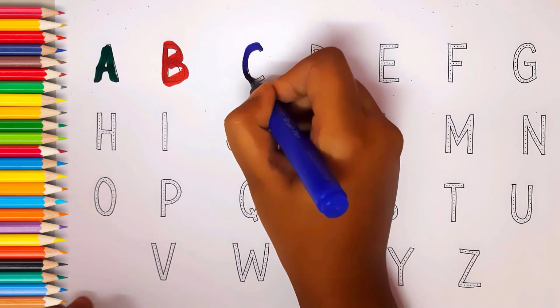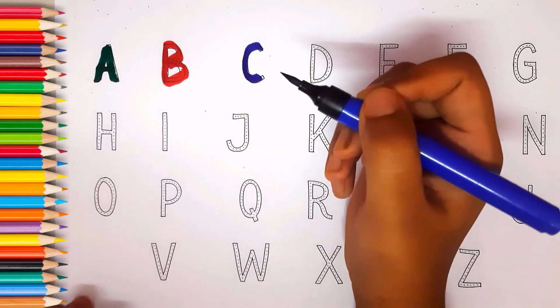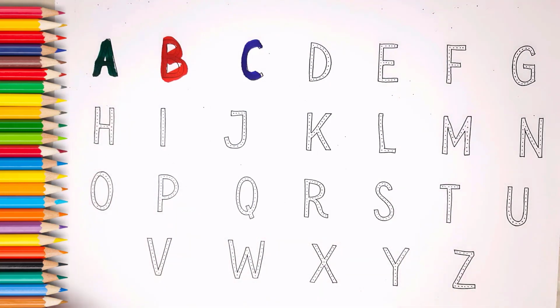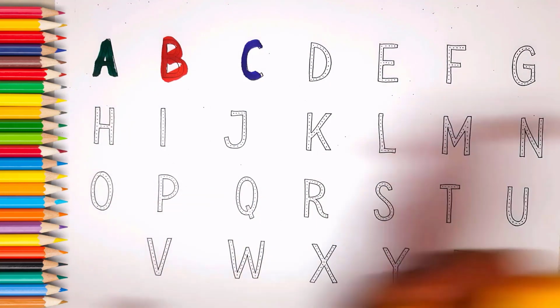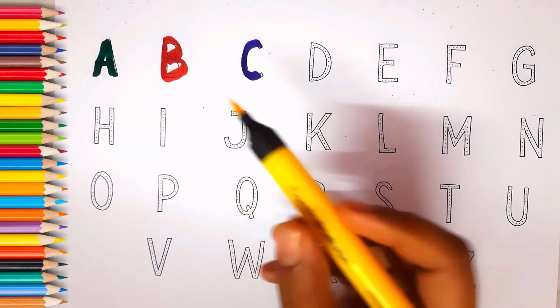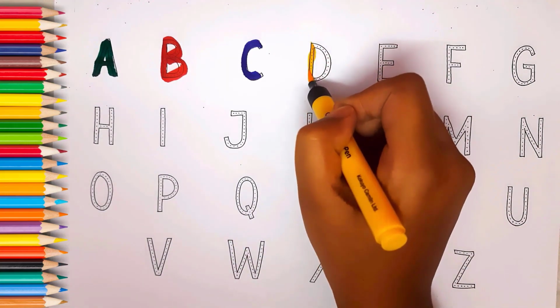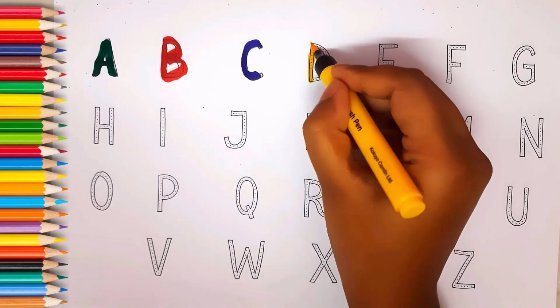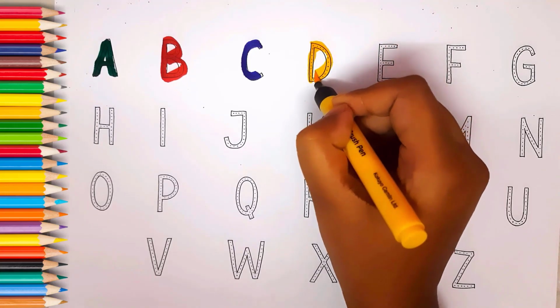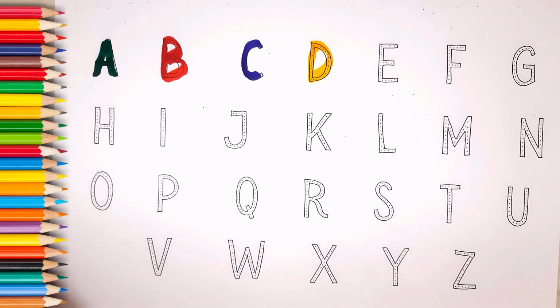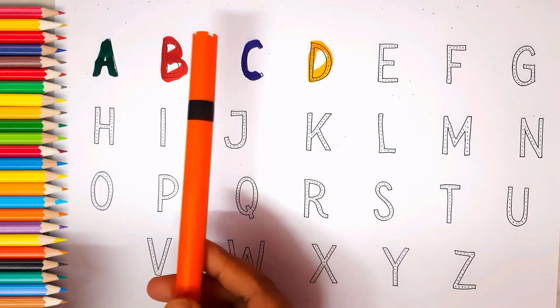C. C for cat, yellow. D. D for dog, orange.